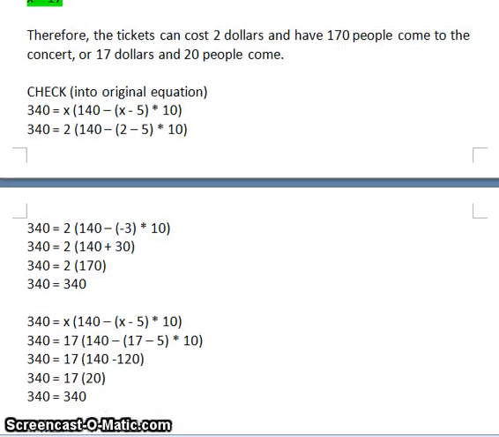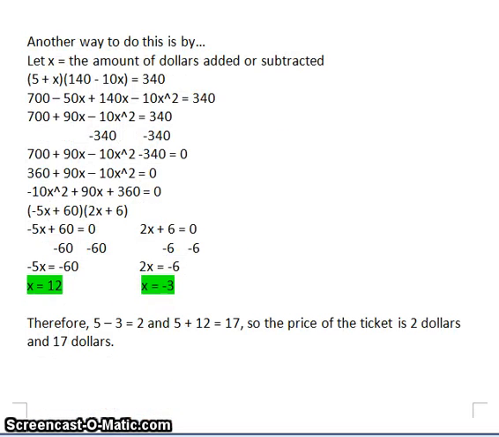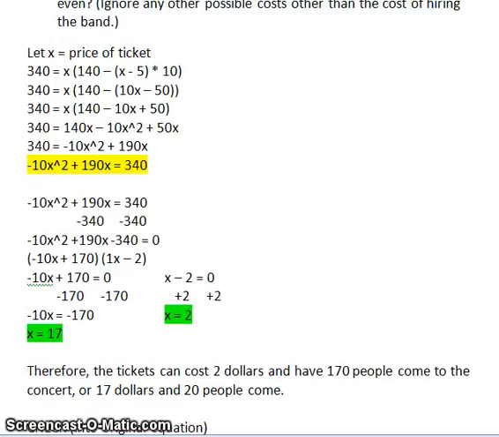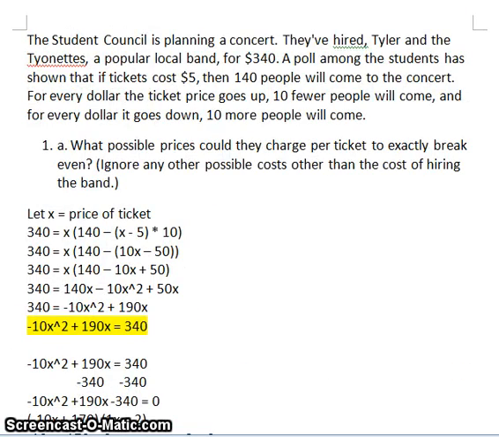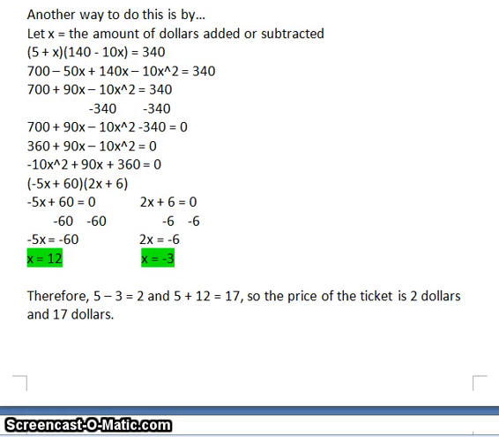And this is my check. I checked it in the original equation. And another way to do this is to let x equal the amount of dollars added or subtracted to the original amount that they showed in the problem, which is $5. And so the equation is two binomials, 5 plus x and 140 minus 10x equals 340.